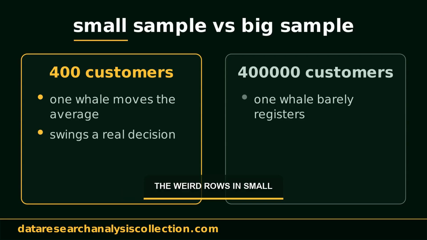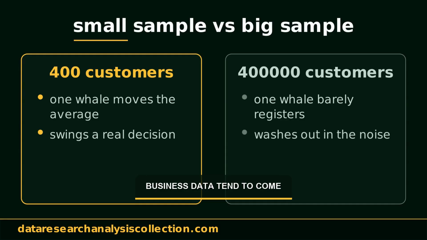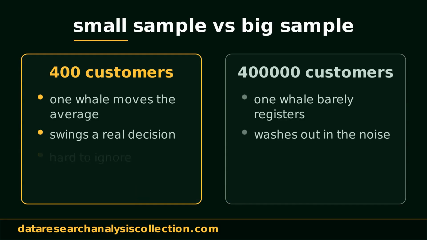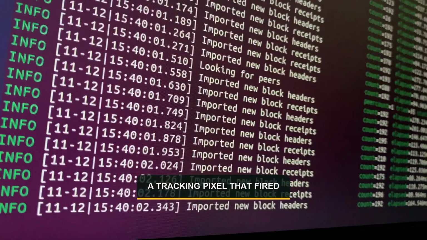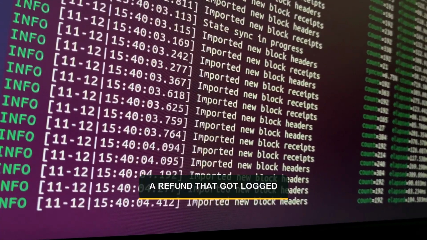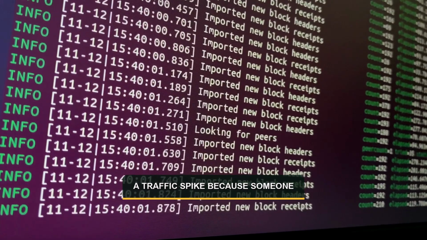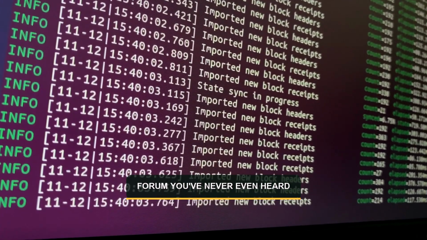In practice, the weird rows in small business data tend to come from a short list of places, and 2 of them are basically mechanical. The first is a plain tracking or entry error: a test transaction nobody deleted, a tracking pixel that fired twice, a refund that got logged as a brand new charge instead of a reversal. The second is a genuine one-off event: a customer who canceled because their company shut down and not because of anything you did, or a traffic spike because someone posted your product on a forum you've never even heard of.